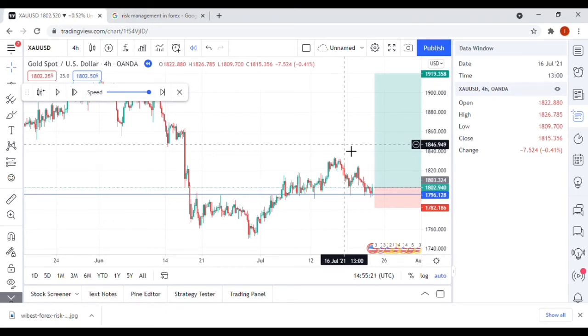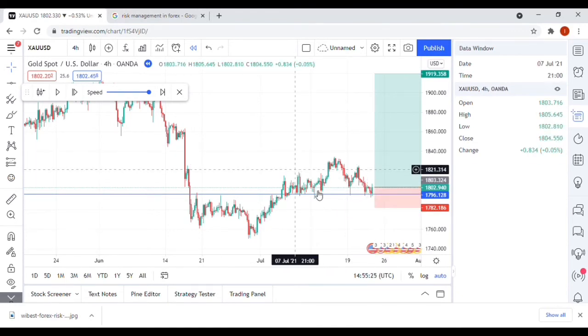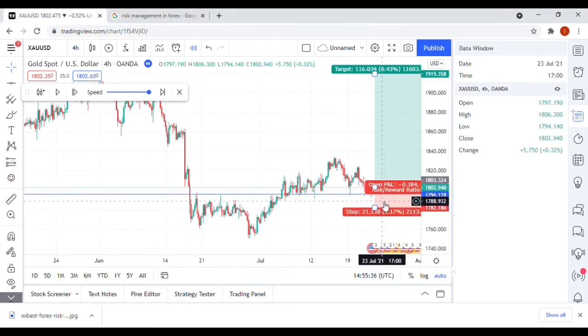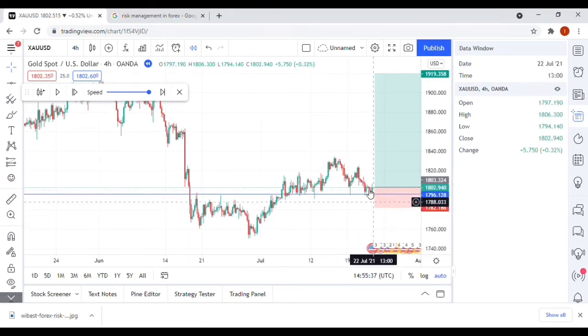If your risk management strategy is good, winning 40 of your trades out of 100 means that you are being profitable, because all the 60 that you've been losing, you will be losing less. You would be losing just this small amount here. That's all that you'll be losing.